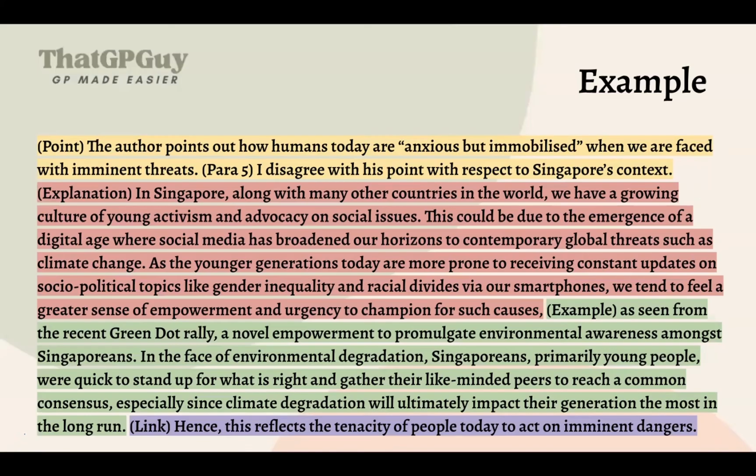Why is it that a lot of times in Singapore that's not the case? I mentioned how thanks to social media, the advent of the internet causes us to be more aware of what's going on in the world today. Yeah, that's why we feel a sense of empowerment since we are more socially mature, politically aware. Okay, and that's why we can see, as seen from, let's say, recent rallies. There's a Green Dot rally, there's also the Pink Dot rally. Up to you. For me, I just chose the Green Dot, and I talked about how we have young people who stand up to promote climate action. Yeah, and the link is just very short and simple. Okay, just tie back to the original point. That's it.